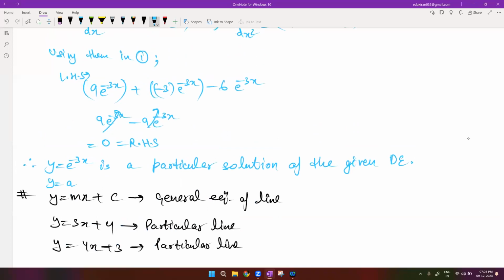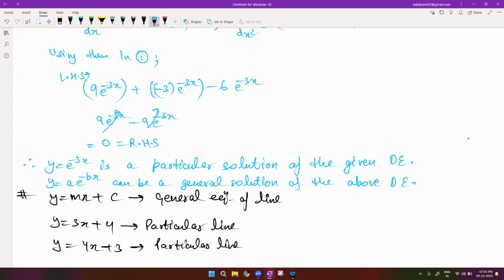y is equal to a times e to the power minus bx can be a general solution of the above differential equation. So we are saying y is equal to a times e to the power minus bx, for some real value of a and some real value of b, can be a general solution for this differential equation, right?